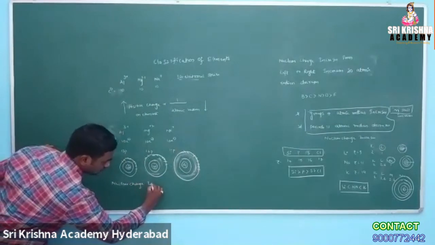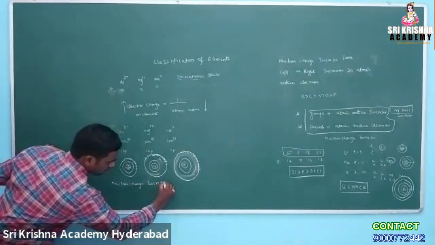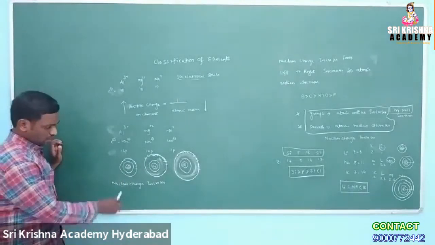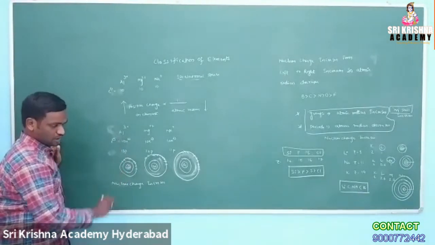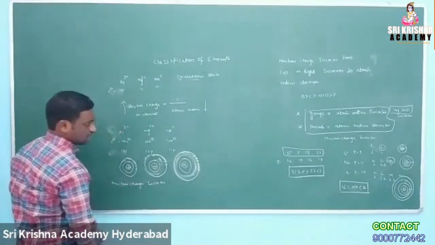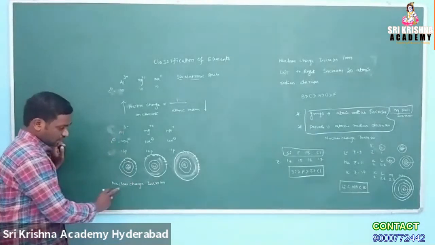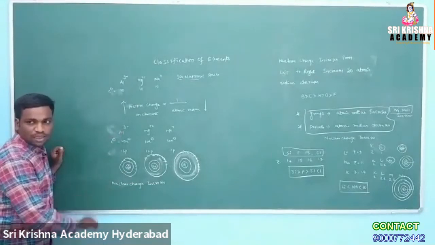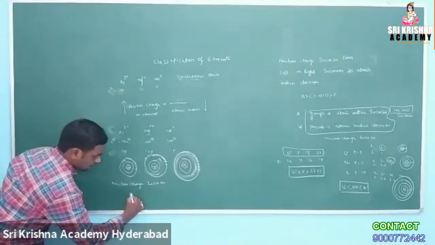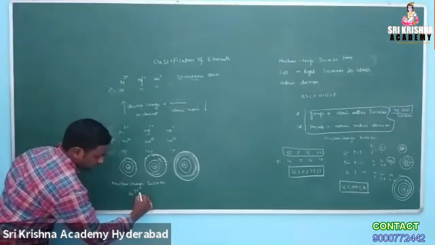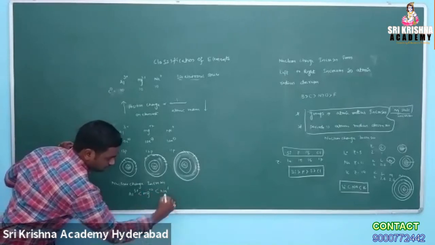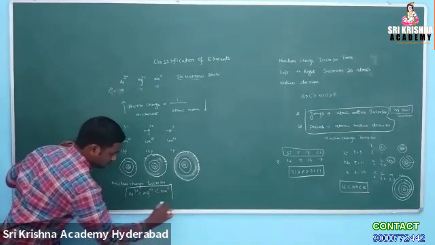Nuclear charge increases. Nuclear charge means the number of protons present in the nucleus. In the aluminum case, more protons are there. So with more protons, nuclear charge is inversely proportional to atomic radius. As nuclear charge increases, atomic radius decreases. So nuclear charge is more, so Al3+ is a small size. Next Mg2+, next Na+. This is the atomic radius.